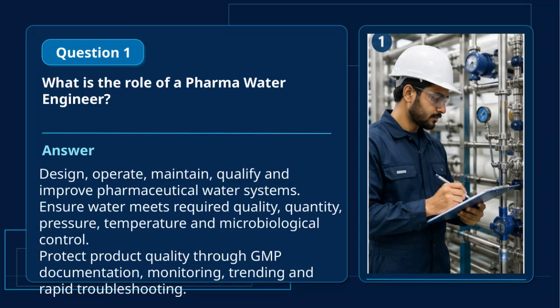Question 1. What is the role of a pharma water engineer? Answer. The role of a pharma water engineer is multifaceted and crucial for pharmaceutical manufacturing. Primarily, they are responsible for designing, operating, maintaining, qualifying, and continuously improving pharmaceutical water systems.